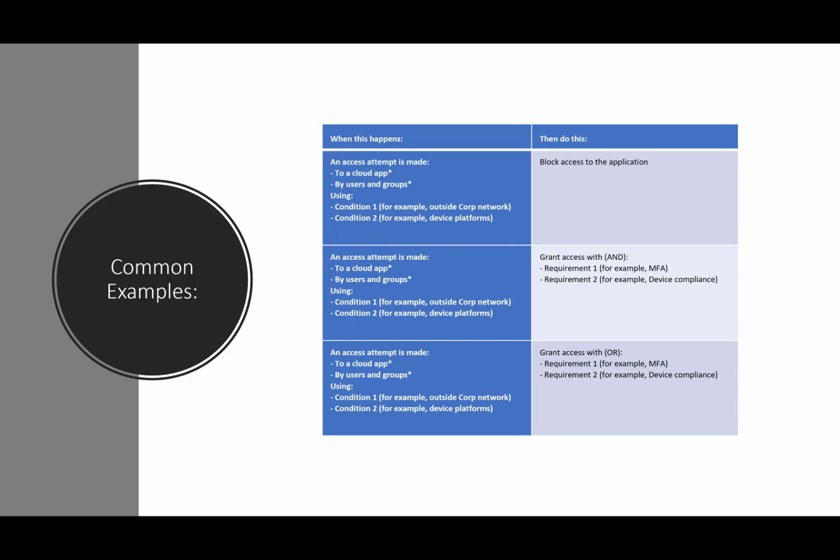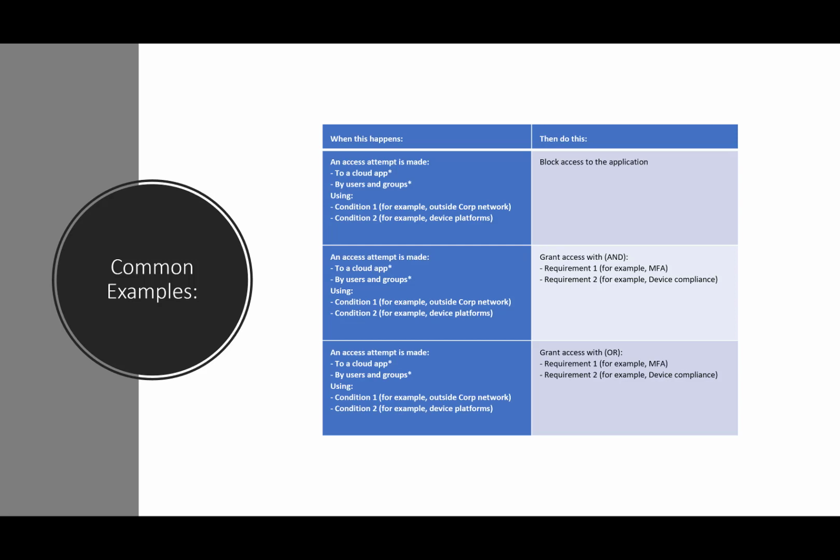Secondly, we have and or statements. So you can require multiple conditions or multiple requirements to be met for certain conditions. So this is saying, hey, if you want access to this certain financial data and you're a part of this group, but you are outside the corporate network and you are on an Android device, then you need to have both MFA and that device enrolled within my MDM solution in order to get access.